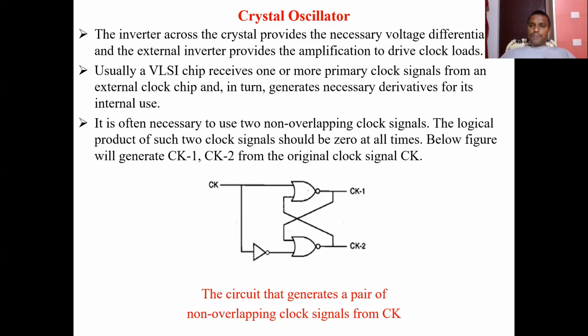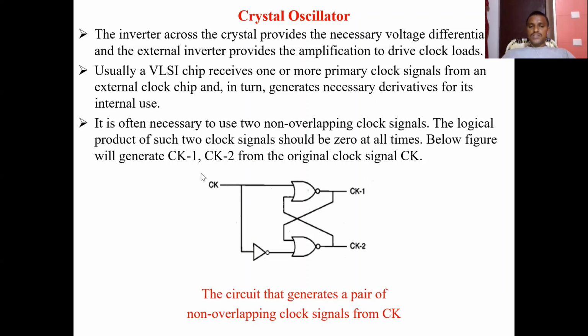but non-overlapping signals, right? So if you observe here, I am applying, suppose, CK here. So it is inverted, it's an inverted output. CK bar is given to this one and CK is given to this one, so that it will produce two clock signals, that is CK1 and CK2. Okay, so that's what we have here. So this circuit will generate CK1 and CK2 from the original clock signal.